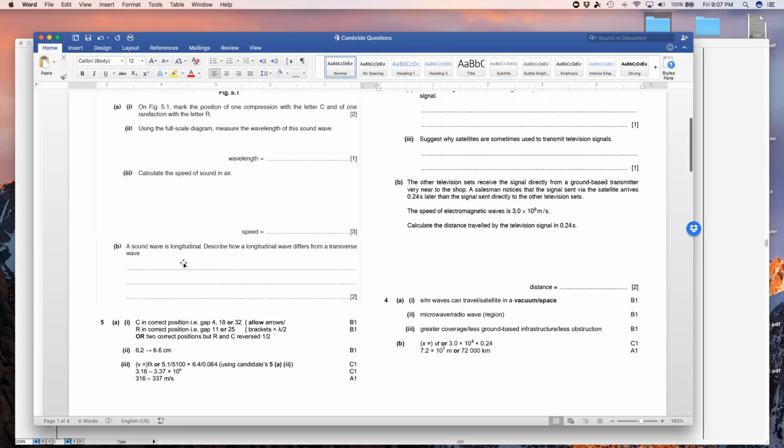Now, the next part, a sound wave is a longitudinal wave. Describe how a longitudinal wave differs from a transverse wave. And we know that we spoke about this in class last year. The longitudinal wave is where the particles vibrate along the direction of propagation, while in the transverse wave, the particles vibrate perpendicular to the direction of propagation of the wave. All right.